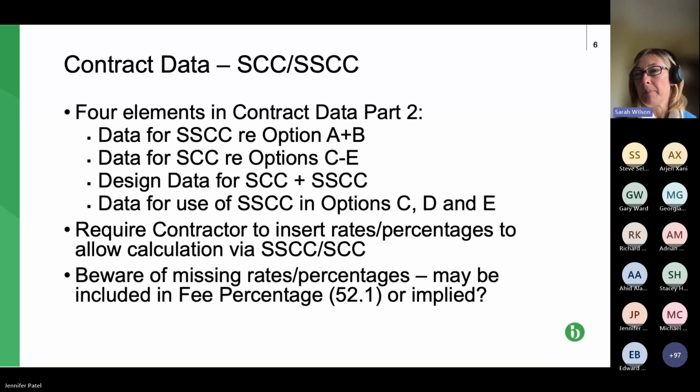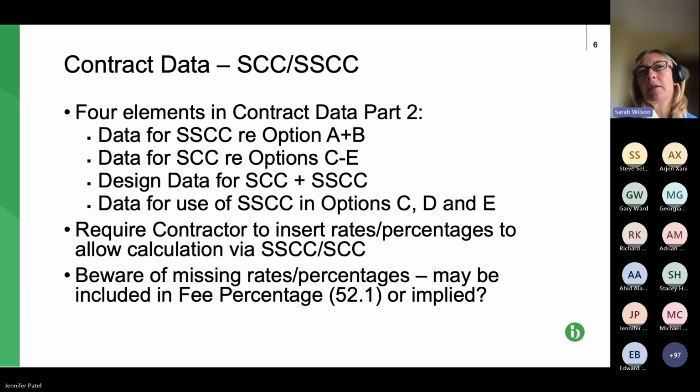So the 4 sections, and these are the 4 sub-bullet points in this slide. So basically the information to be inserted by the contractor or subcontractor as appropriate, but the shorter schedule with regards to options A and B. So basically for pricing compensation events when you're on those forms of contract. The next section is for the schedule of cost components for those interim payment applications when you're working on options C to E. Next section is the design data for both the schedule and the shorter schedules.